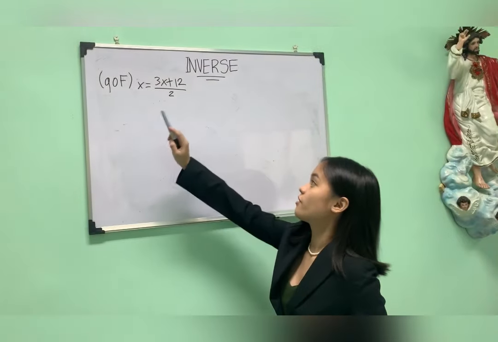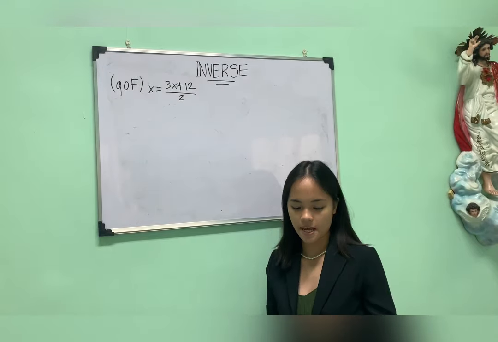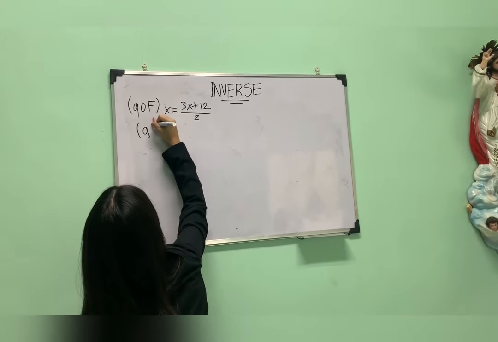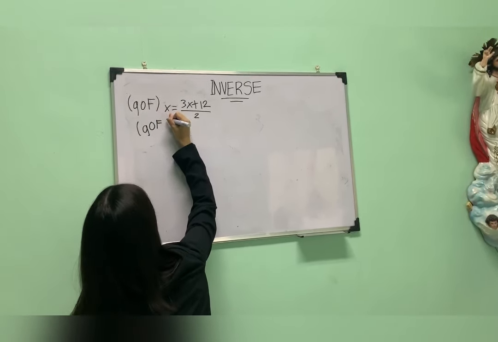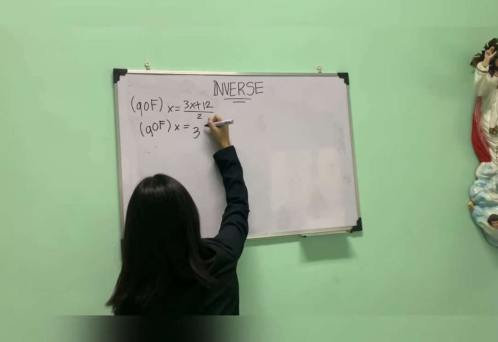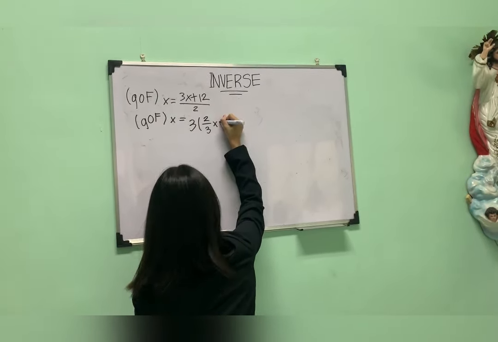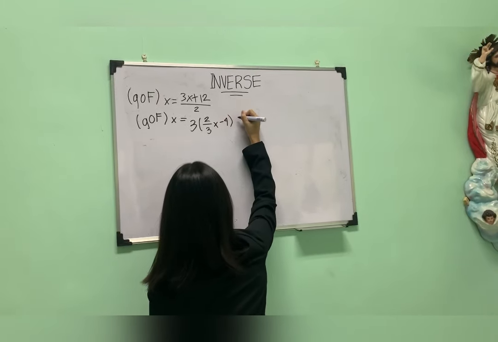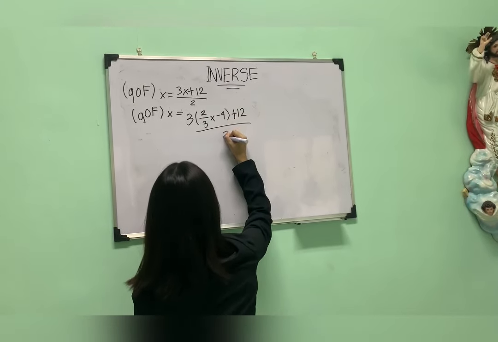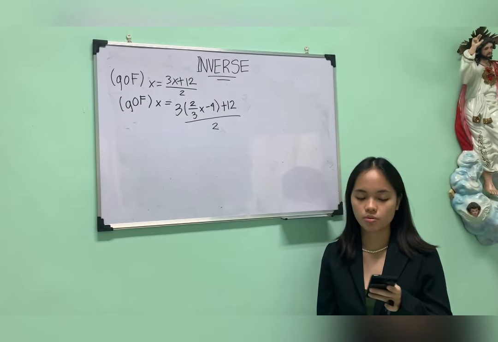So g circle of f is equals to 3x plus 12 over 2. Substitute x by f. So that will become g circle of f is equals to 3 open parenthesis 2 over 3x minus 4 close parenthesis plus 12 over 2. Simplify the equation by distributing 3 inside the parentheses in the numerator.